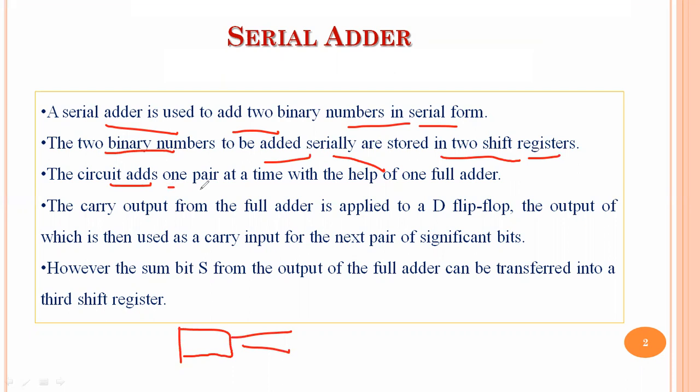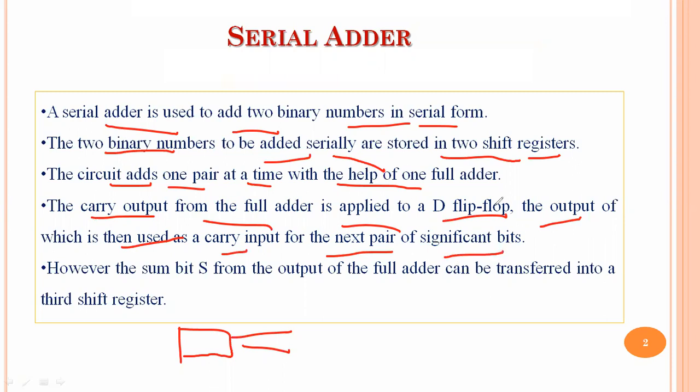So the circuit adds one pair at a time with the help of one full adder. One full adder is being used, and the addition will be done on one pair at a single time. The carry output from the full adder is applied to the D flip-flop, the output of which is then used as a carry input for the next pair of significant bits.